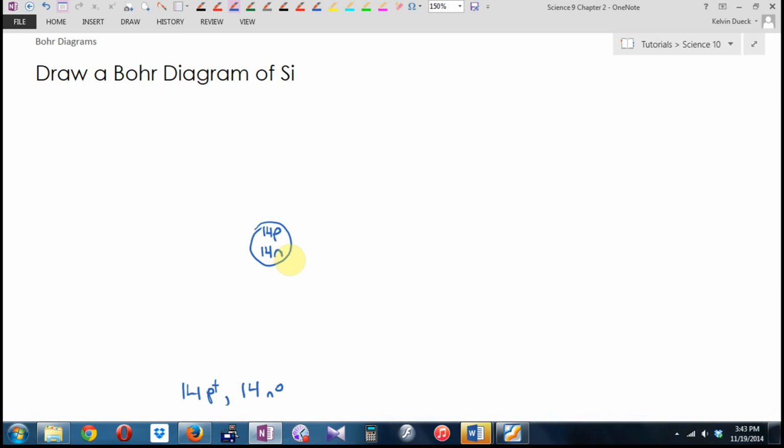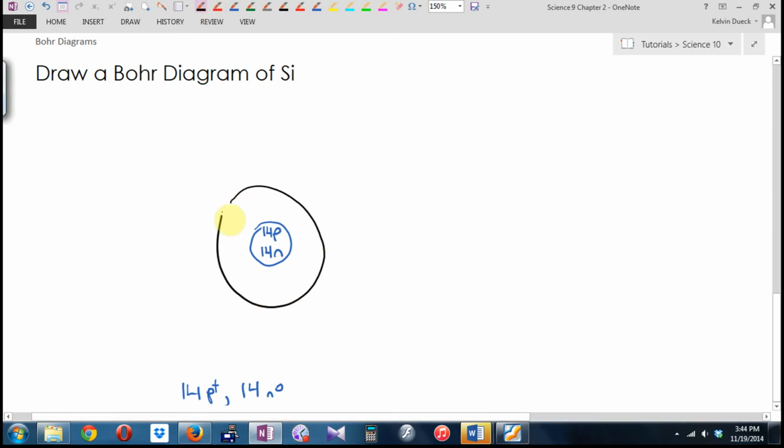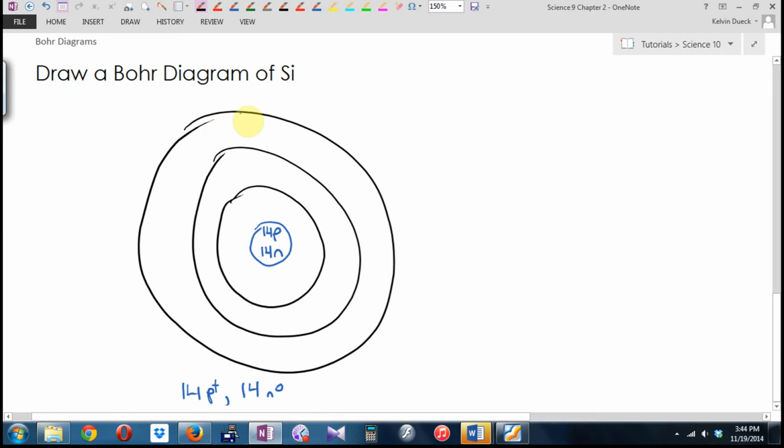See silicon? What row is it in? It's third row, is it not? Don't forget hydrogen, helium. Okay. Row three. How many shells does it have? Three. In other words, I know it's going to be 1, 2, 3.